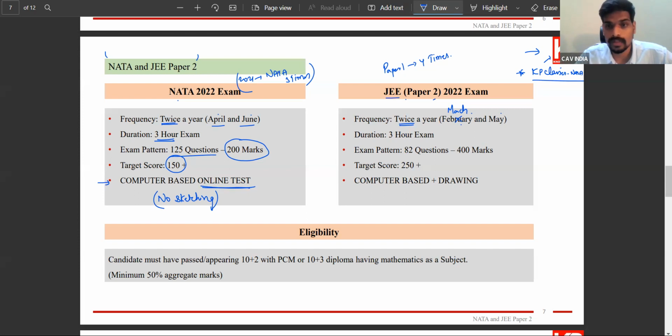There are different types of questions in NATA. Coming to the type of questions, I'll talk about it in the next slide. But at this point of time, remember that there is no physical sketching involved in NATA because the pattern has been updated from the last 2 years.